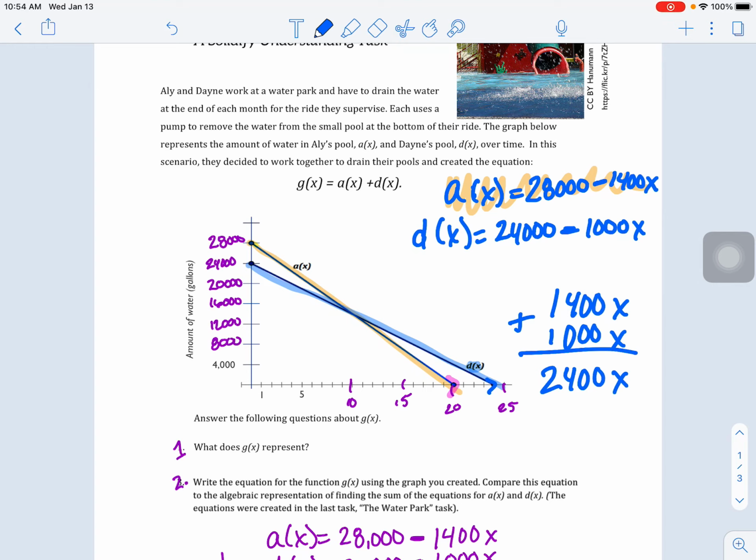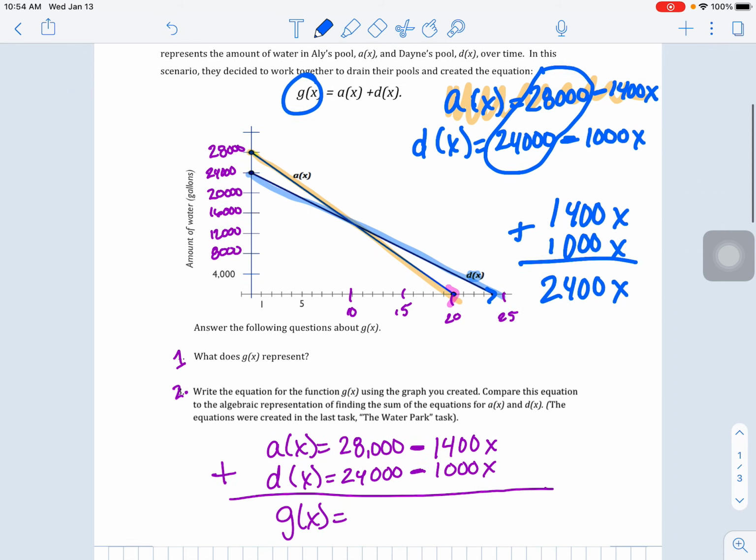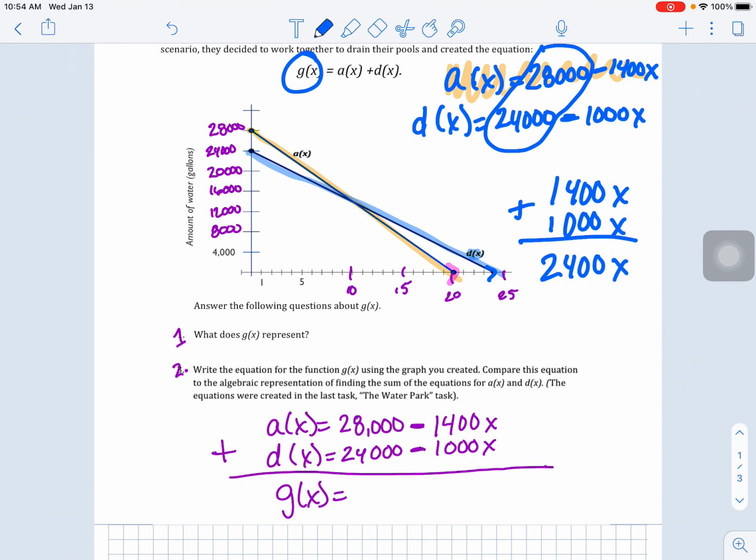But they have to drain both pools. How much water is that going to be total that they have to drain? They're going to have to drain Allie's 28,000 gallons and Dane's 24,000 gallons. So G of x is the new story of all the gallons of water that need to be pumped out of both pools using both pumps. Question number 1 says, what does G of x represent? It represents Allie and Dane working together to drain more water faster.